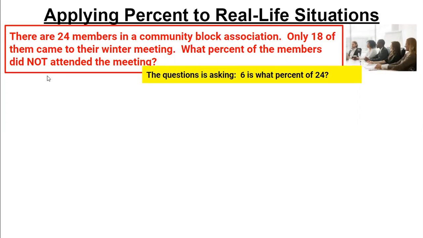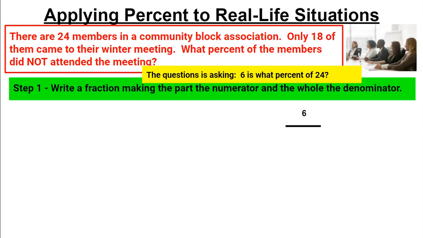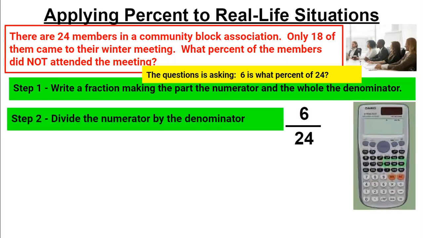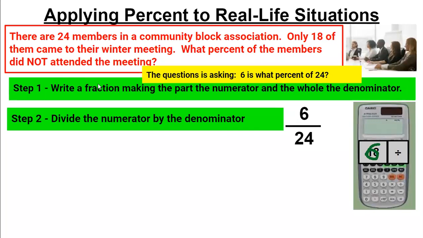So the question is asking 6 is what percent of 24? Write the fraction. 6 on top, 24 on the bottom. Divide 6. Oh, that should say 6, not 18. Oops, forgot to change it. Let me just change it right now here. 6 divided by, hopefully it says 24. There we go. Equals, hopefully it'll give me the right answer. 0.25. Yes, it did give me the right answer. It just didn't change the 18 to a 6.